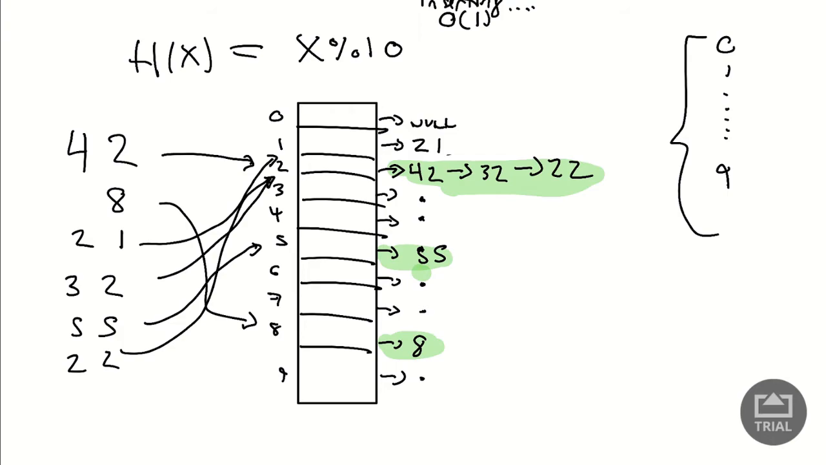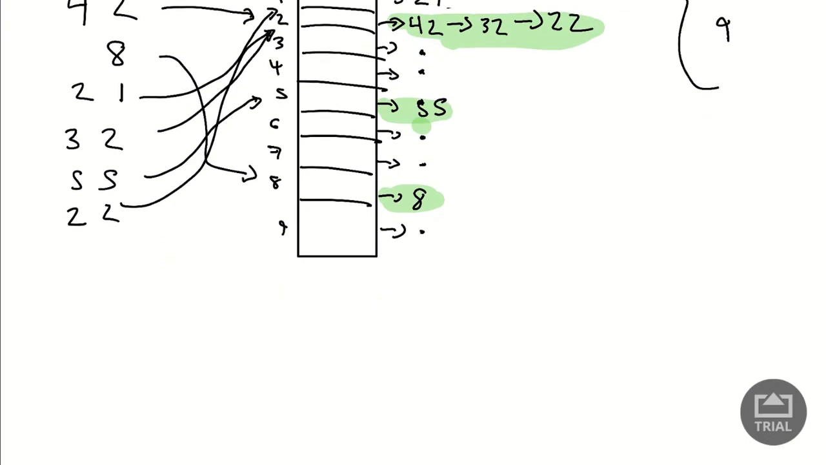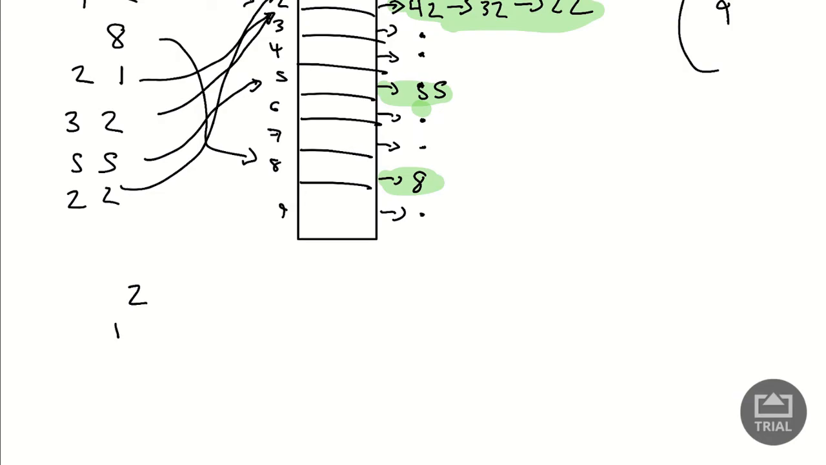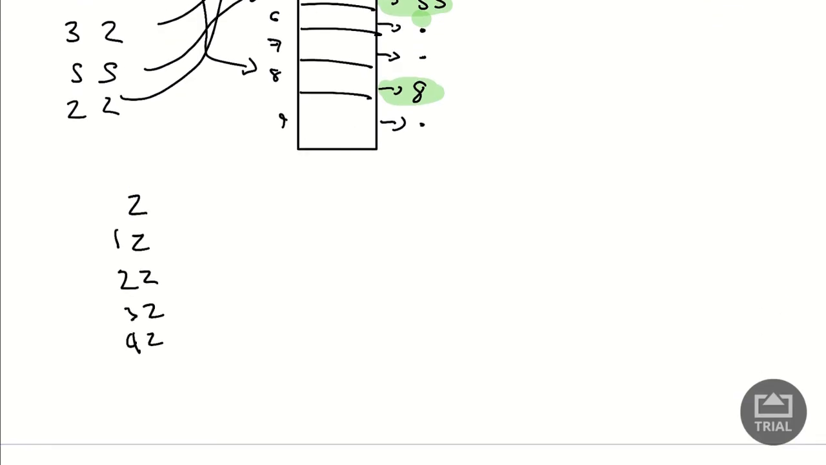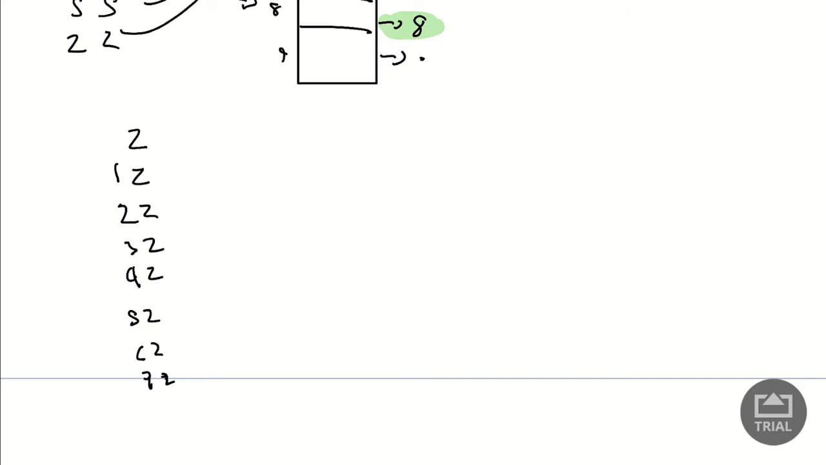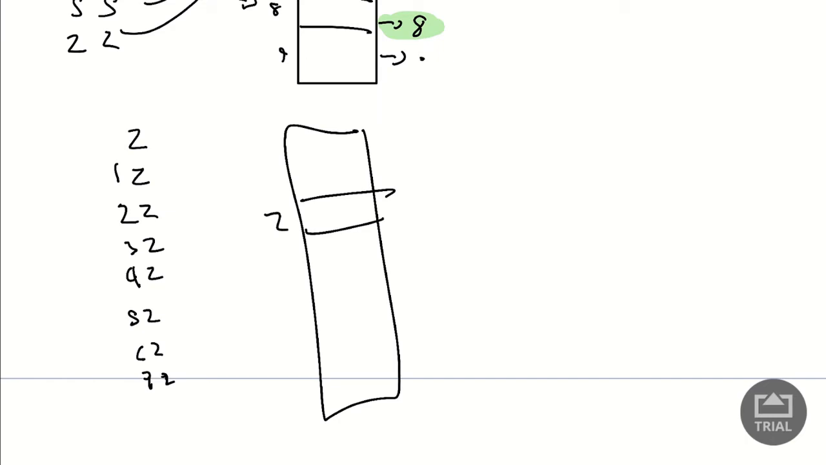Awesome. Worst case scenario. Let's think about if I gave you a list like that, literally everything ending in 22. Same hash function, same hash table. What's your table going to look like? Literally just a massive linked list.